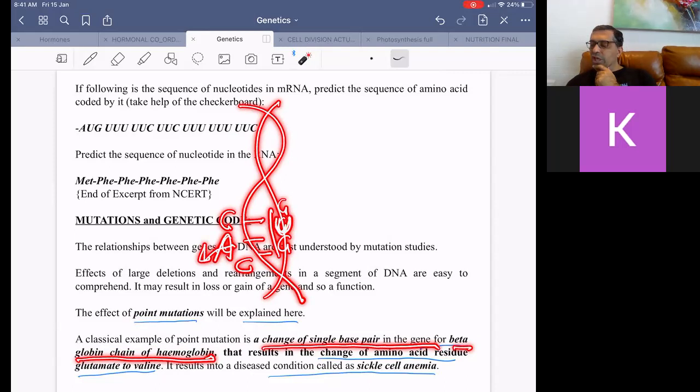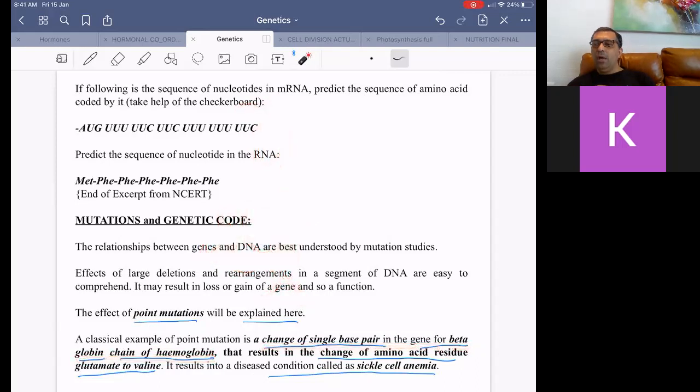तो GGG would have coded for one amino acid, GUG will code for another amino acid. तो हम लोग करेंगे ये ऑल टुगेदर, एक न्यूक्लियोटाइड के बेस पेयर का चेंज हो गया, then that is called a point mutation. उससे जीन में न्यूक्लियोटाइड बदल जाएगा, कोडॉन में न्यूक्लियोटाइड बदल जाएगा और अमीनो एसिड बदल जाएगा. तो we are going to do that, a change of a single base pair in the gene coding for beta globin chain. तो समझो ये है बीटा ग्लोबिन चेन.